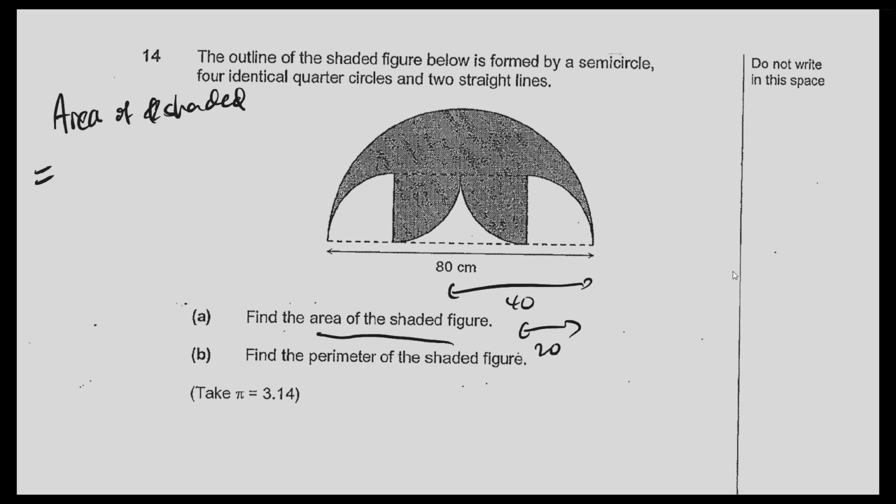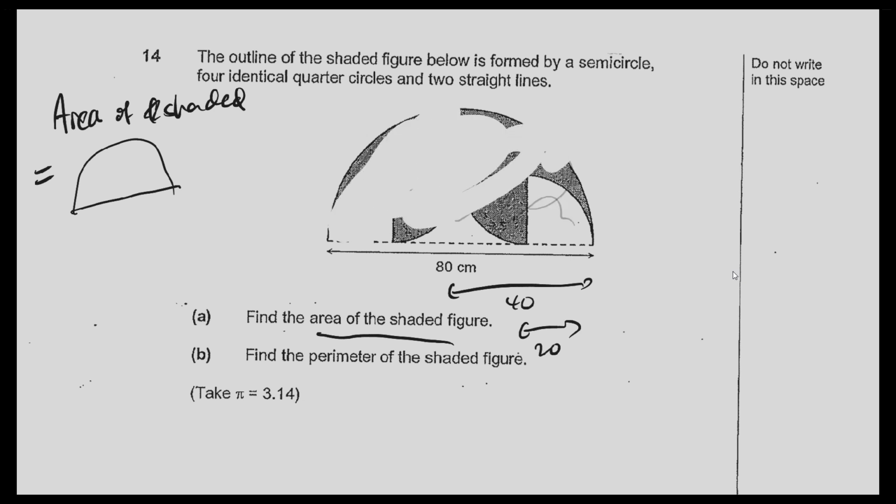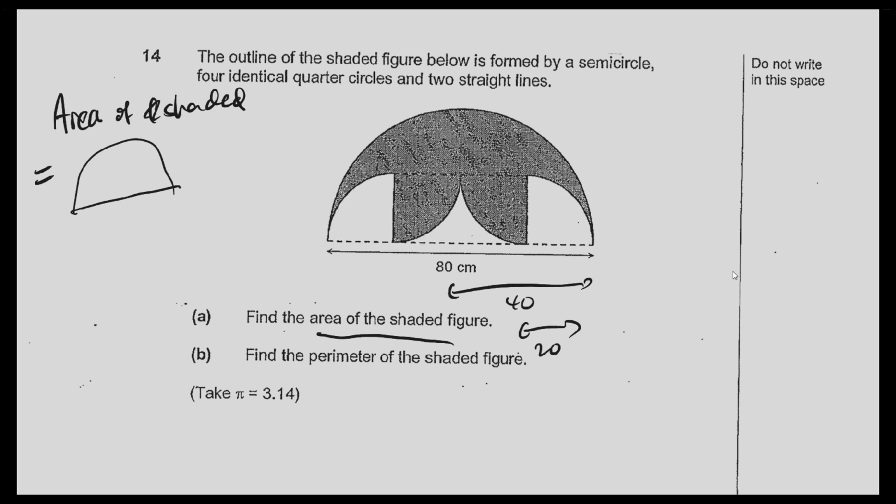Right. If you look carefully, the area of the shaded figure is this big semicircle, this whole thing, minus two of these small quarter circles, and minus this rectangle. But still you have to add these two quarter circles, as you see here.